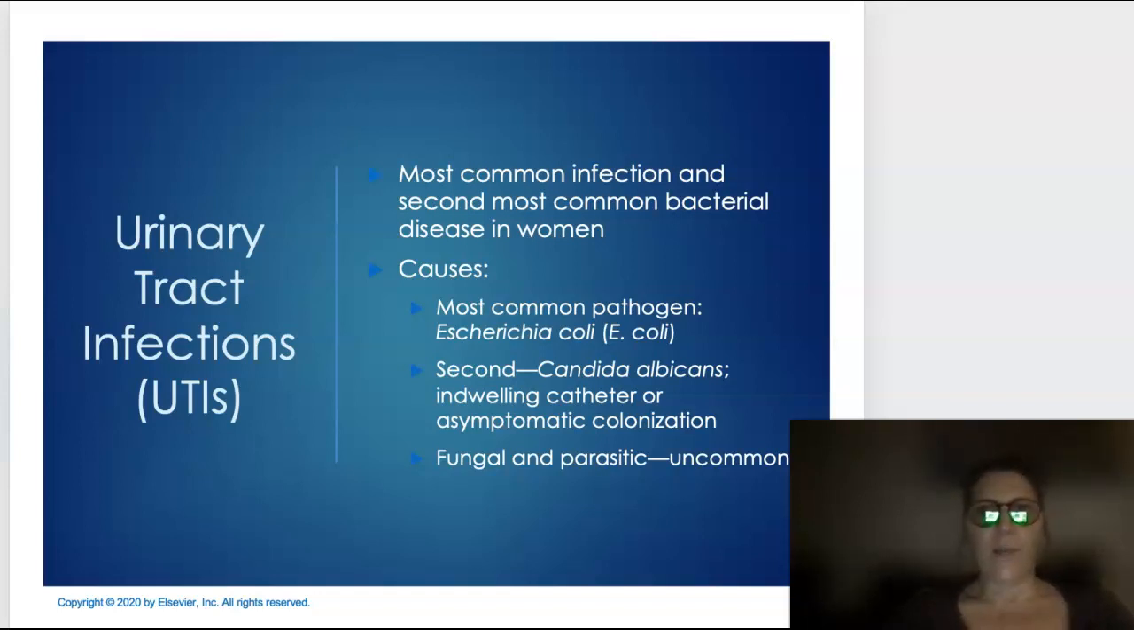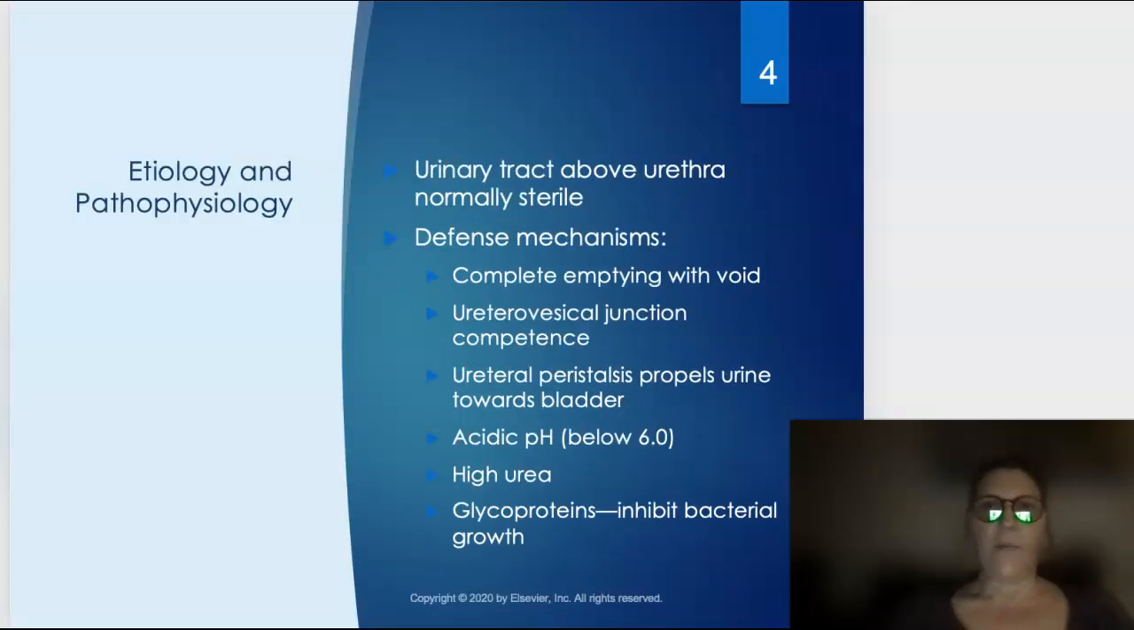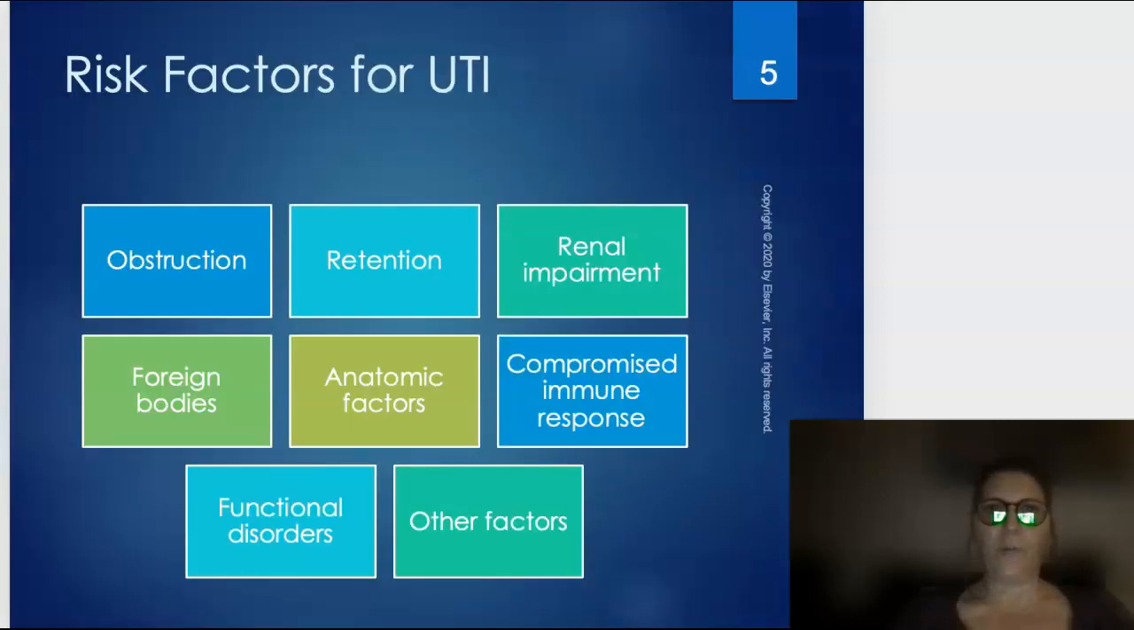The most common culprits are E. coli or Candida. Fungal and parasitic is not as common. So the urinary tract above the urethra is normally sterile. Our defense mechanisms are to completely empty when we void, that uretero-vesical junction competence helps, and the peristalsis in the ureter, which makes the urine go towards the bladder, helps. Having an acidic pH below 6, high urea, and glycoproteins that inhibit bacterial growth also help.